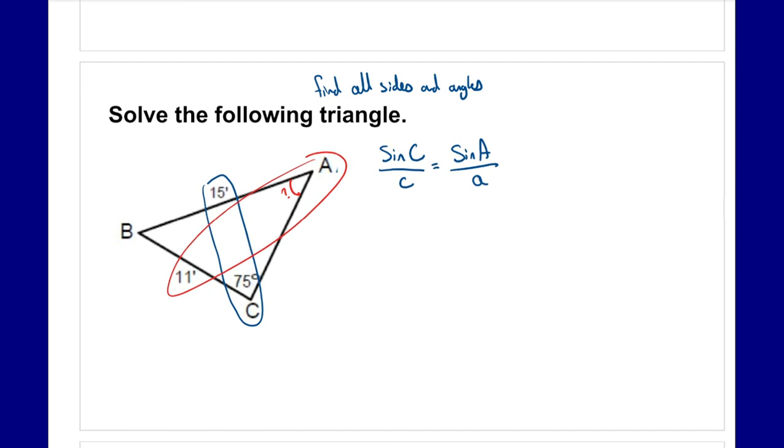Once we figure out what ratios we're using, we're going to plug in our information. So sine of 75 divided by 15 equals sine A divided by 11. Once we do that, we cross multiply.